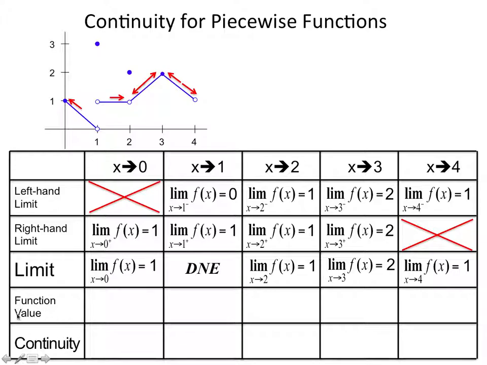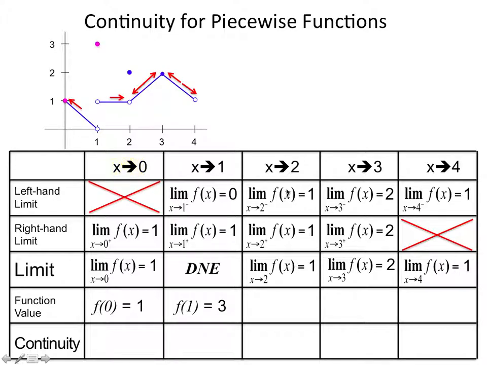So function values, we're looking for those closed dots. We know at x equals 1, the function value was 3. We already filled that in a little earlier. Okay, so we know that's 3. Let's take a look at when x equals 0. Where is the filled in dot? And the filled in dot is right here. So the function value is 1 there.